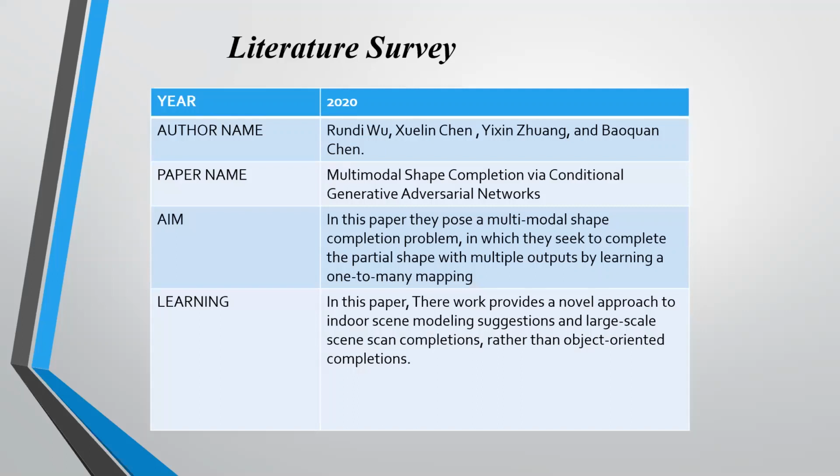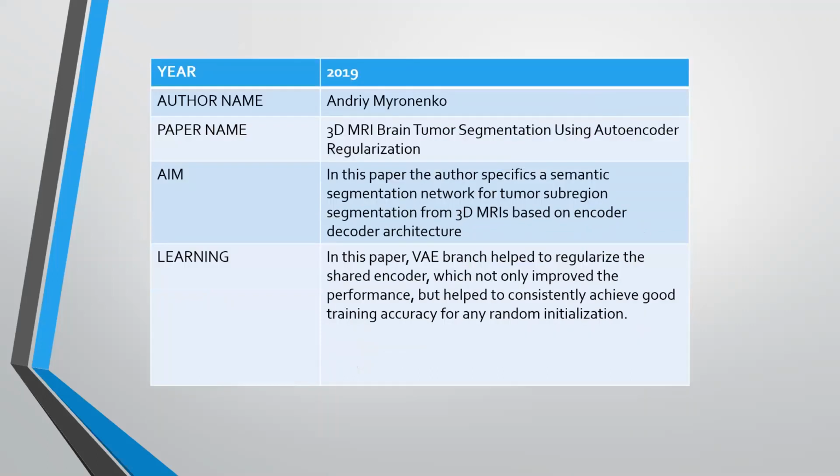The first paper which I have referred to is Multimodal Shape Completion via Conditional Generative Adversarial Network, published in the year 2020 by Rundi Wu. In this paper, they proposed a multimodal shape completion problem in which they seek to complete a partial shape with multiple outputs by learning a one-to-many mapping. The next paper is 3D MRI Brain Tumor Segmentation Using Autoencoder Regularization, published in the year 2019 by Andriy Myronenko. In this paper, the author specifies a semantic segmentation network for tumor subregion segmentation from 3D MRI based on encoder and decoder architecture.